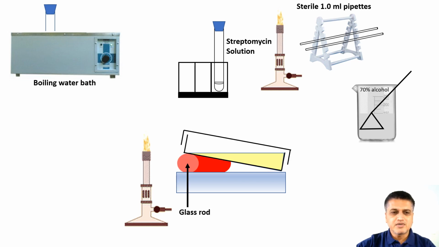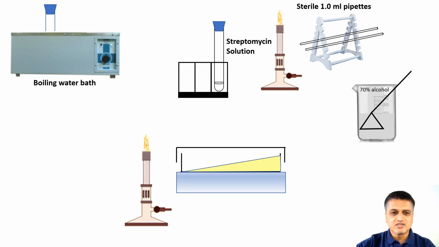Now keep a glass rod at bottom edge of the Petri plate. This will incline the Petri plate. Allow the melted nutrient agar to solidify in inclined Petri plate. Remove the glass rod and keep the Petri plate on horizontal surface. Thus, a nutrient agar slope is produced in Petri plate.